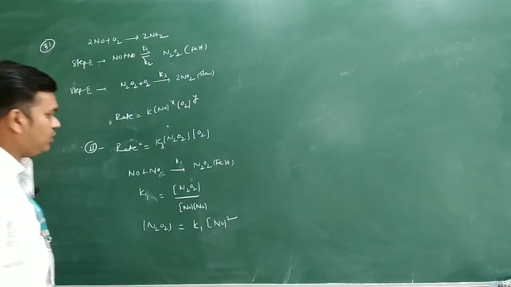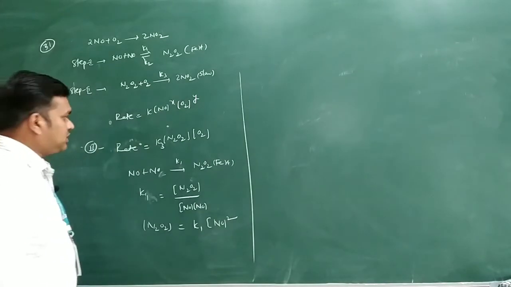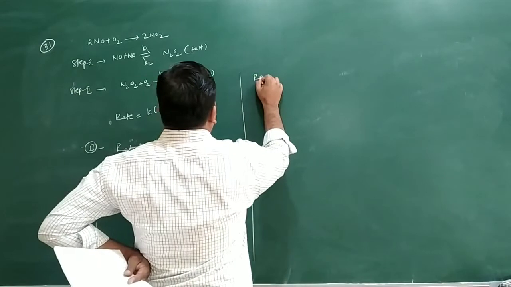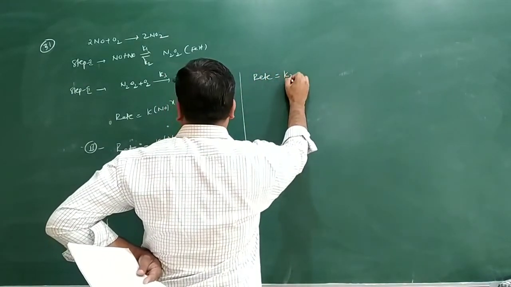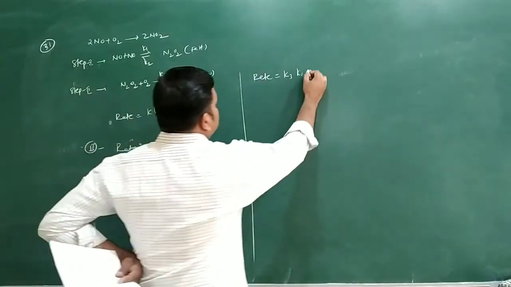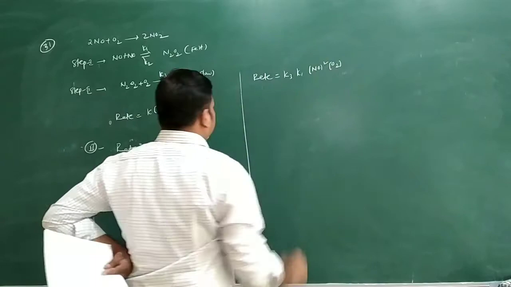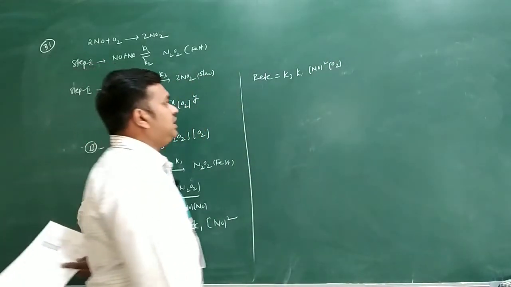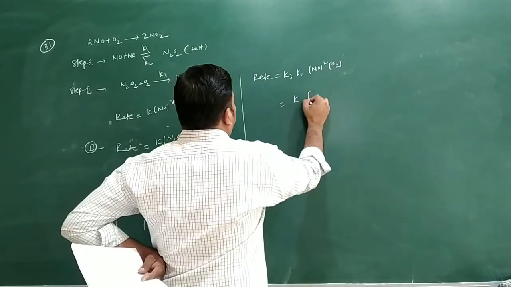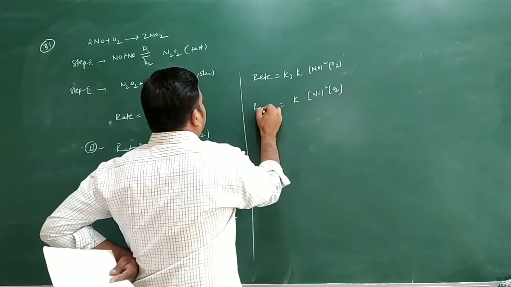Concentration of NO whole power 2. Now what you got here is concentration of N2O2 equal to K1 into concentration of NO square. You substitute the value in this equation. So rate is equal to K3 into N2O2, that is K1 into concentration of NO square, into O2. So you can write K3 K1 as some K, into NO whole square into O2. This is my rate.